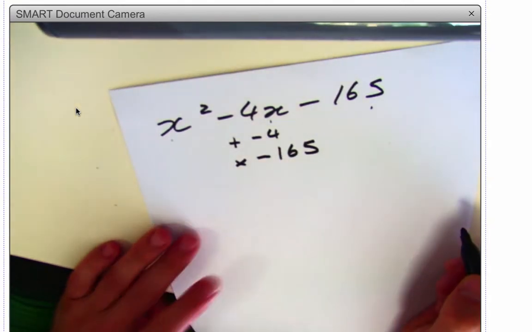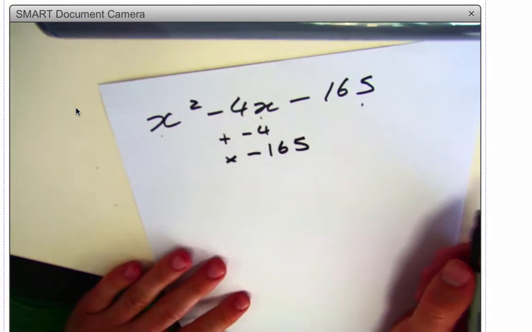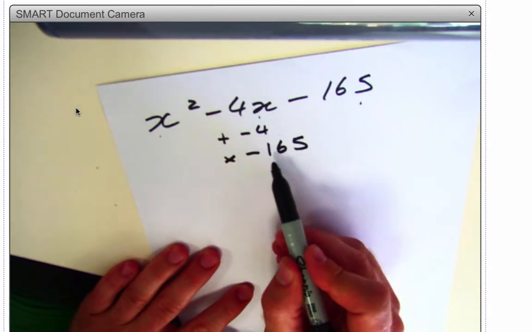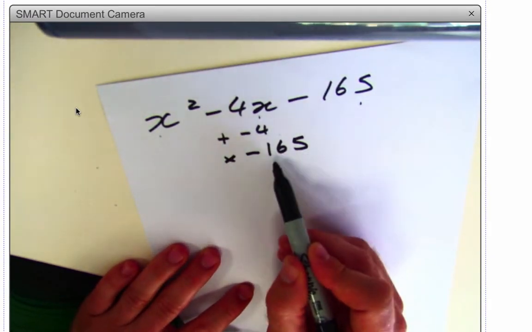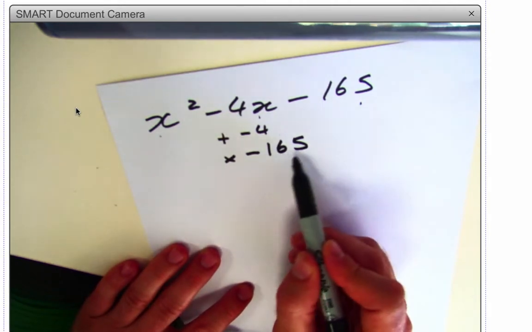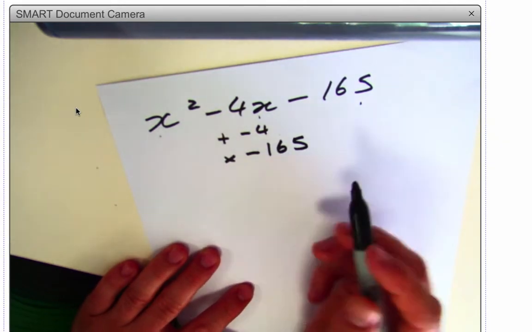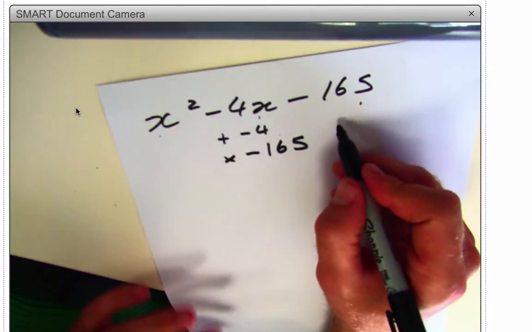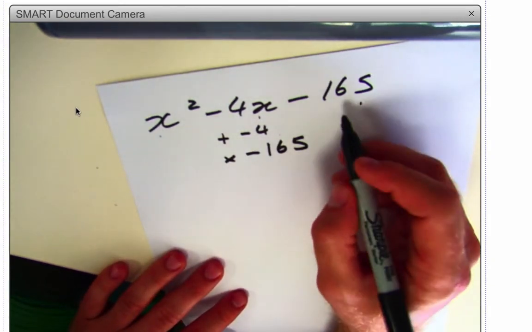-165. Okay, so it looks tricky. What you have to think is, if we're going to times to give a negative, one of them must be positive and one of them must be negative, and they're going to have to be pretty big numbers to times to give 165. Secondly, if it's going to add to -4, we know the numbers must be 4 apart, where one of them will be positive and one of them will be negative.